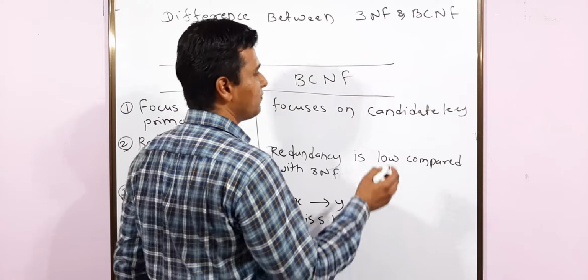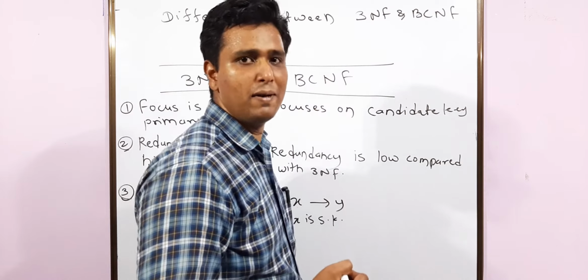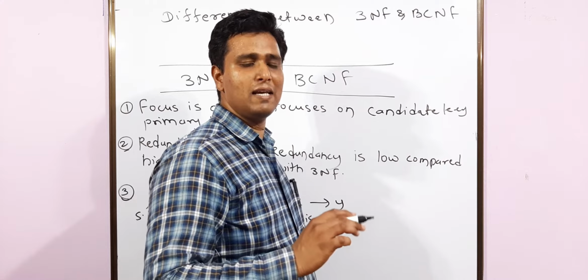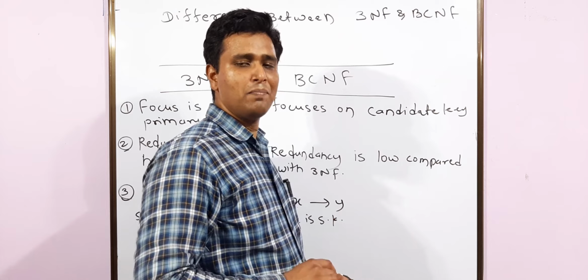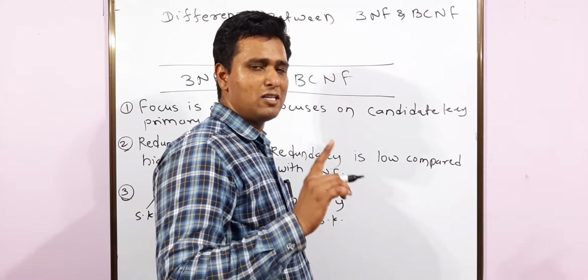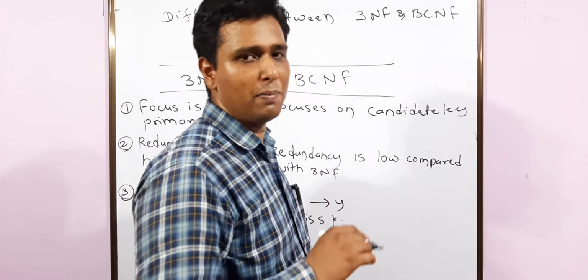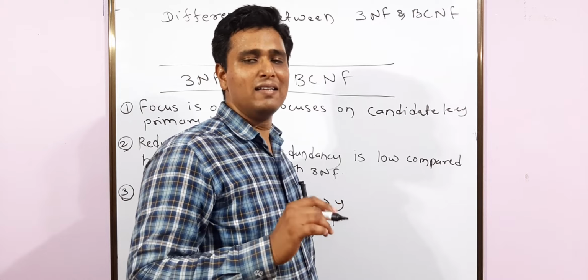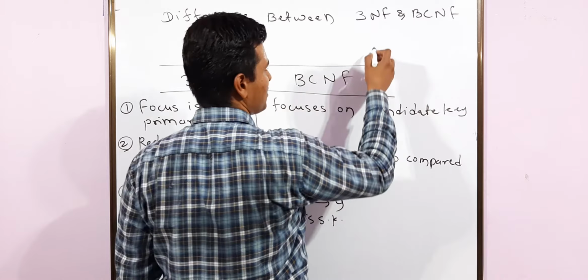Now, if any functional dependency has a partial functional dependency, or at least one functional dependency is detected as a partial functional dependency, then we can say that this is not in 2NF. So what is partial functional dependency?